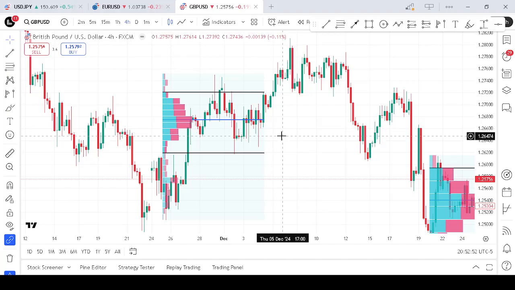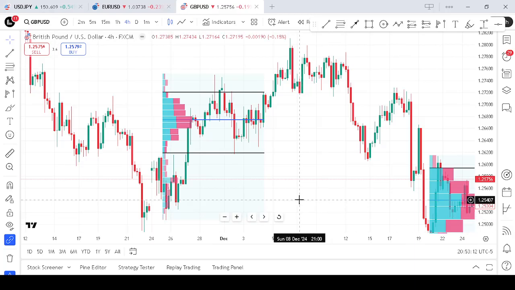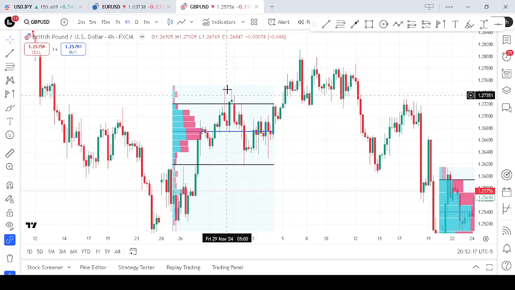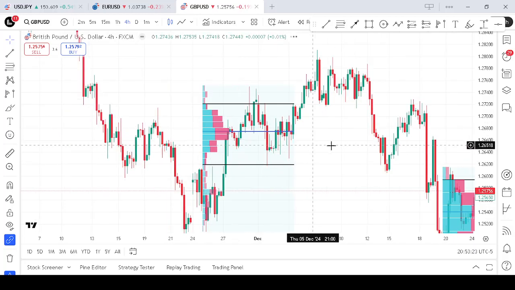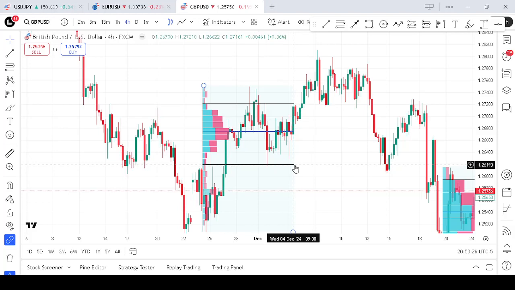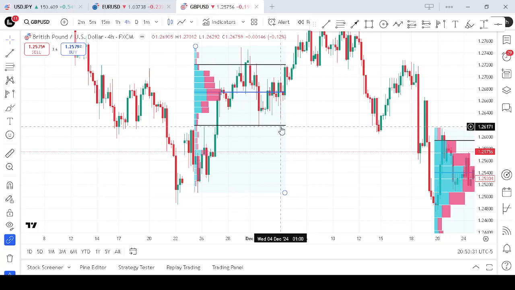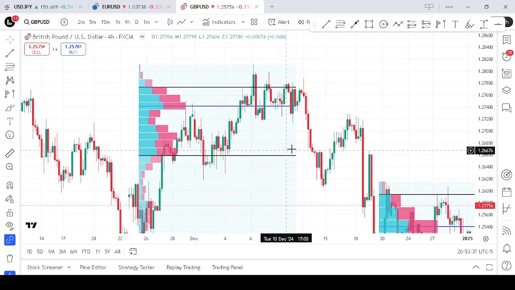Now the second strategy is called the breakout trading strategy. The breakout trading strategy involves the value area breakout that occurs when price moves decisively beyond the value area high or the value area low with strong momentum. So at this point, we are looking for where price would decide to break out from the value area high or break out from the value area low. This is what we are looking for.